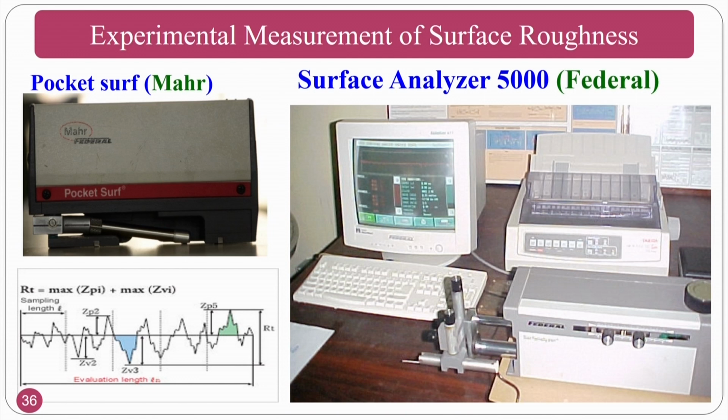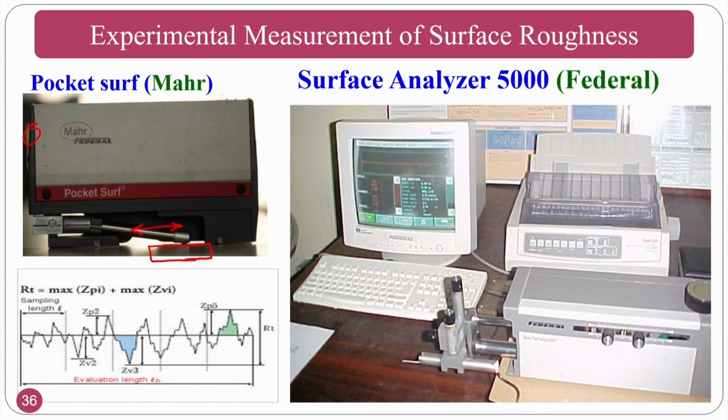The Pocket Surf is one method, and another is the Surface Analyzer. These are the two common methods which we normally use in our laboratory. One is the Pocket Surf. With the Pocket Surf, this is the probe which you can see here, and beneath that you have to put your sample. Just put your sample and press a knob. The knob will be on this side. You just press the knob, and automatically the probe will reciprocate like this and give you a digital display, so that you will get the value.